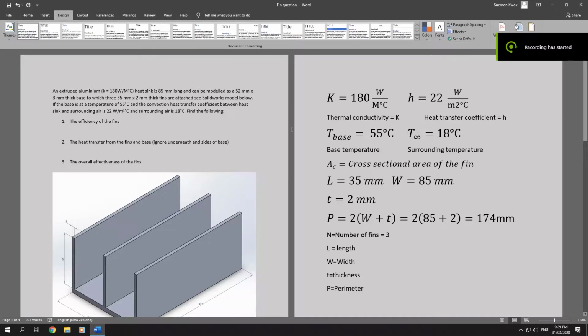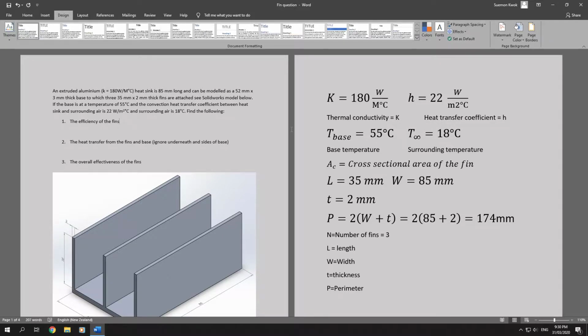Hey Internet, today's topic is heat transfer. This is a heat sink question. We have an extruded aluminium heat sink, 85 by 52 millimeters. It's got a K of 180 watts per meter degree C.